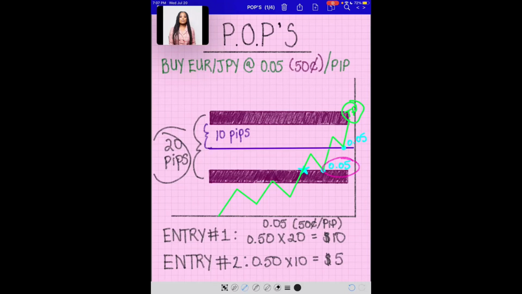So imagine if we would have just gotten into this trade with that one entry. We would have only made $10 on this trade. But the fact that we were able to capitalize on a pullback allowed us to maximize our profits and gain an additional $5 on our second entry, right? We got entry number 1 here and we got entry number 2 there. So in total, you were able to make $15 instead of just $10.